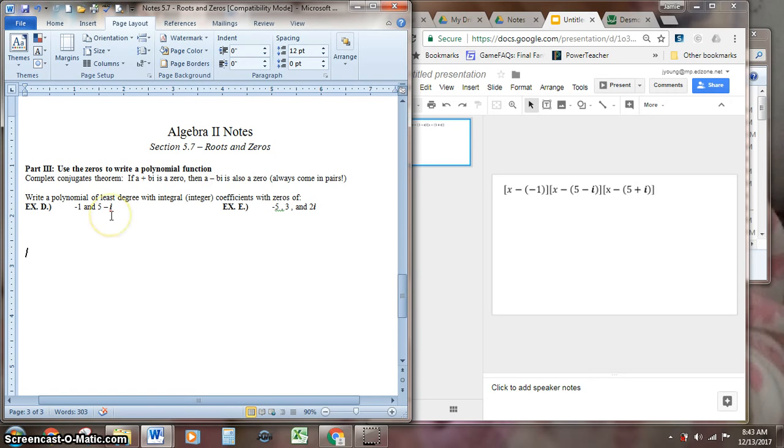So what they'll have you do on these problems is give you 2 or 3 of the roots. In this case, for example, D that we're going to look at, they're going to tell you that x is -1 and x is 5 minus i. We then have to use that to find a polynomial that fits that description. So here's what it'll look like.